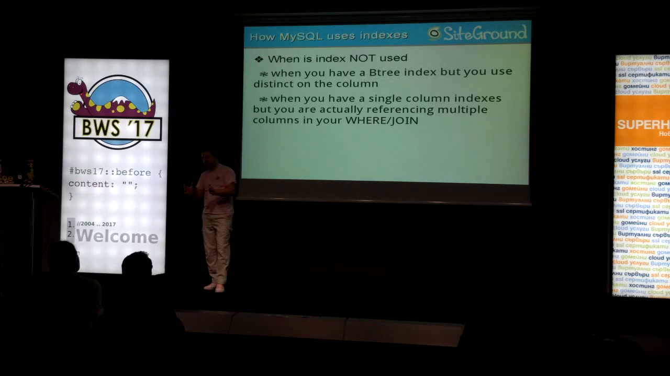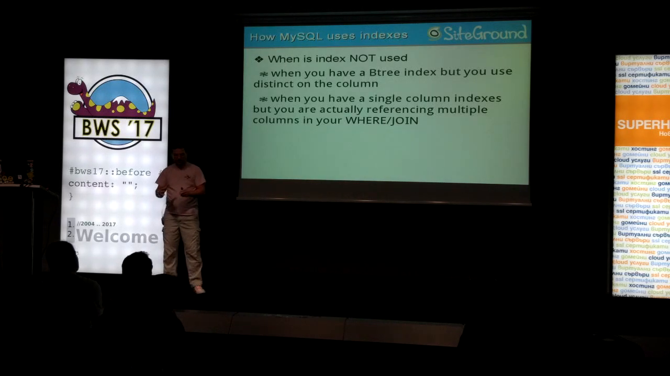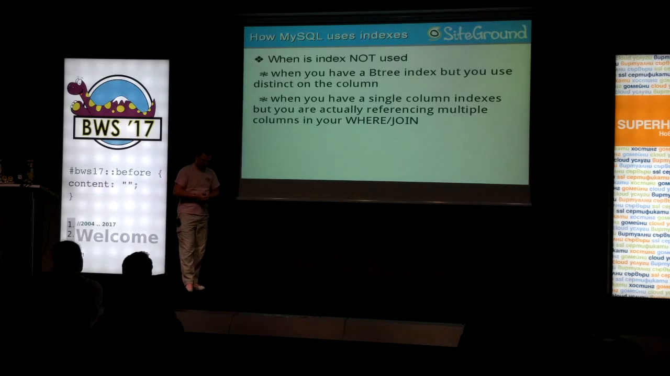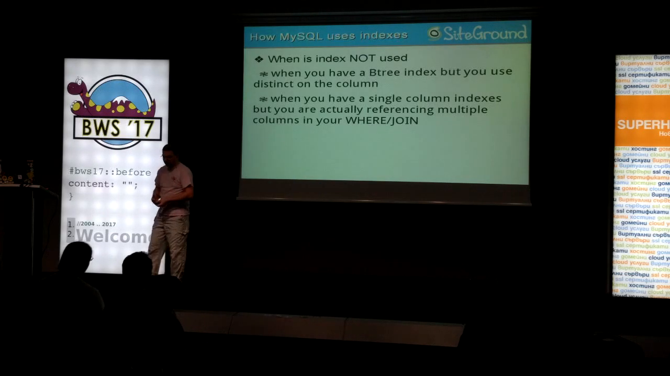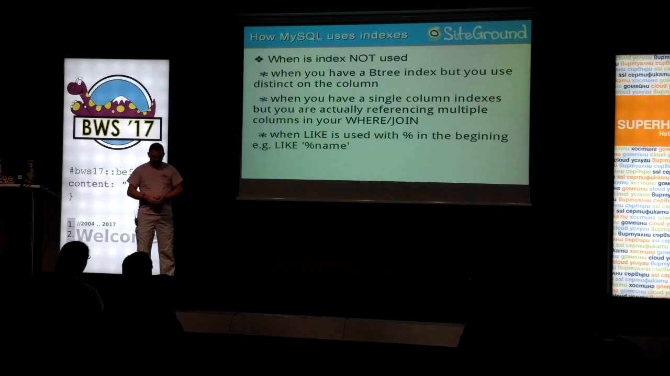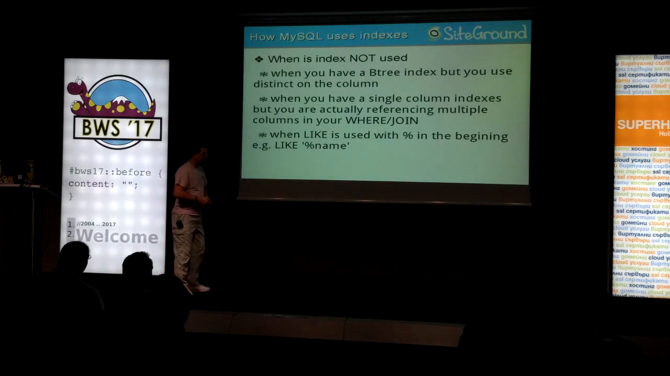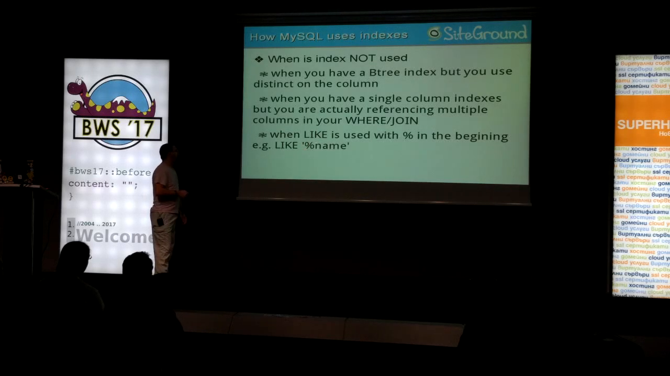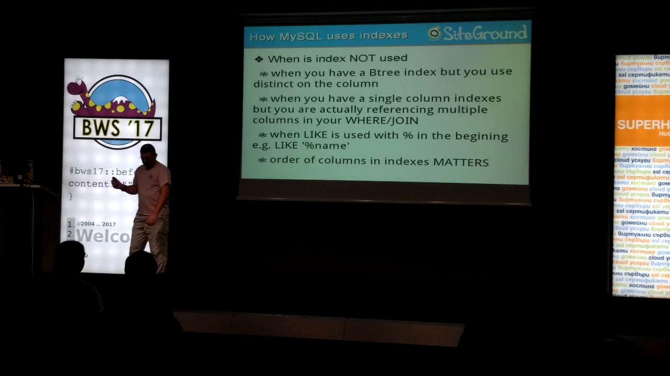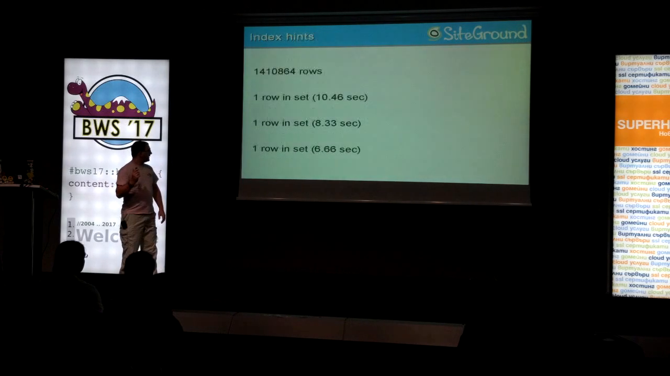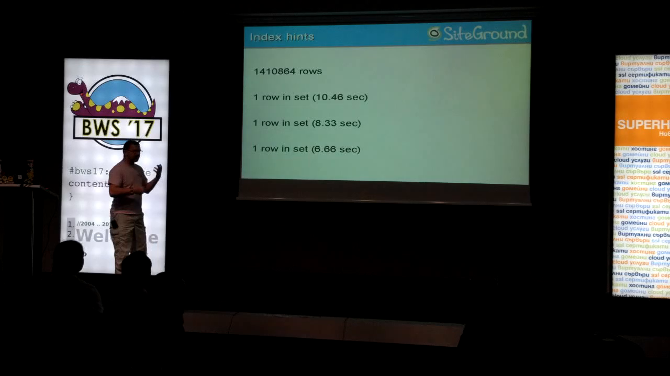When you have a single column index, usually you will get worse performance when you're joining with multiple columns. Most of the times, actually, MySQL will try to not use this index, even though its cardinality may be very good for you, it still wouldn't use it. And yeah, I've already told you about this. Prefixing a like with percent wouldn't work in B-trees. Yeah, the order matters, and this is something that I'll start to talk about.